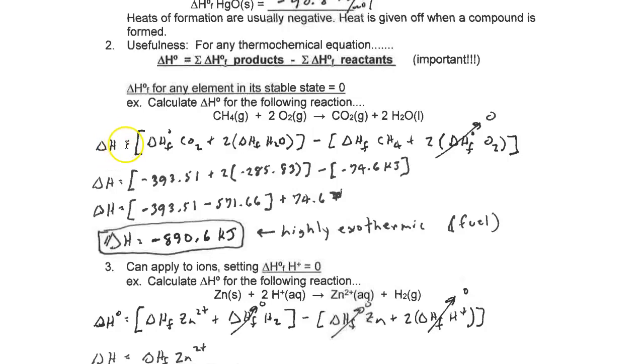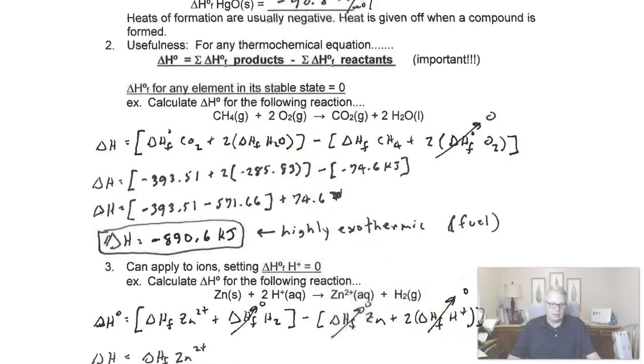We're going to take the sum of, and that's what this little sigma means, just add them together, the heats of formation of your products. Where are your products in a chemical equation? They're on the right-hand side. Where are my reactants in the chemical equation? They're on the left-hand side. So it's right-hand side minus left-hand side. Not left minus right. Right-hand minus left.